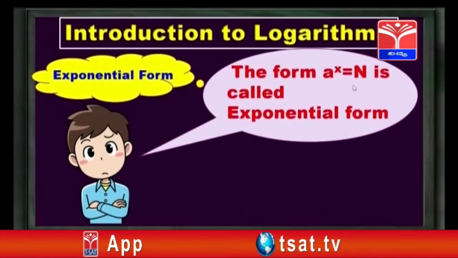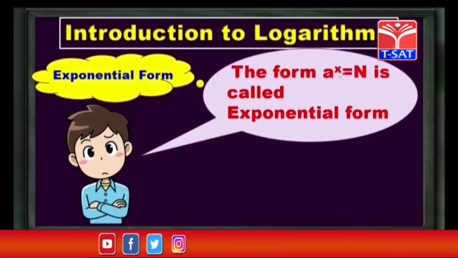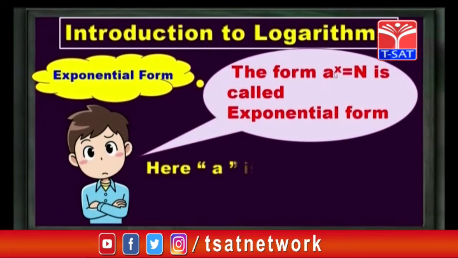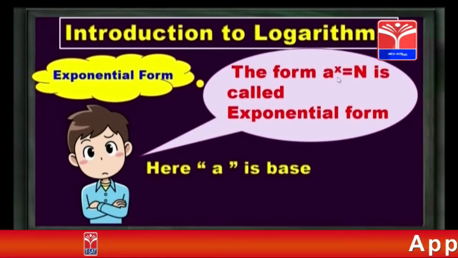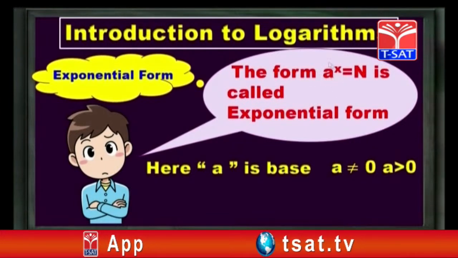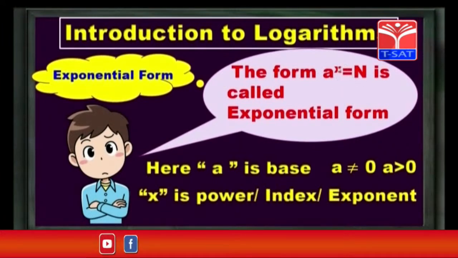Now the form a^x is equal to n is called exponential form. If a^x is equal to n, the form is called exponential form, where a is called the base, and a should not be equal to 0 and a is always greater than 0, and x is called the power or index or exponent.